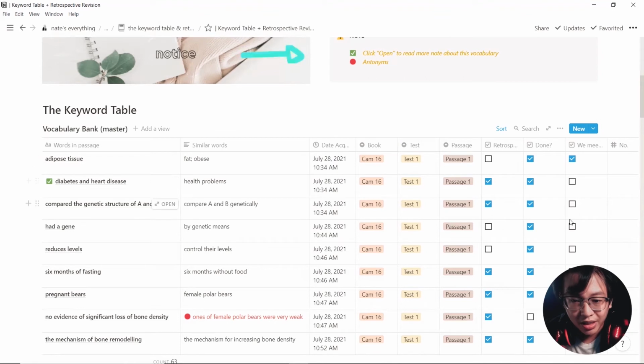Wow, it's too hard. This one's also too hard. This is too hard too. Yep. So among 10 words, for example, you have 4 words that you couldn't remember. Actually, it's a good rate. You learn 10 words, you forget 4.